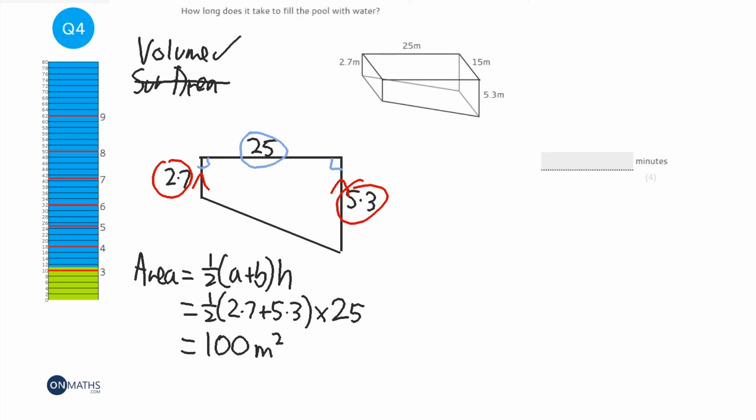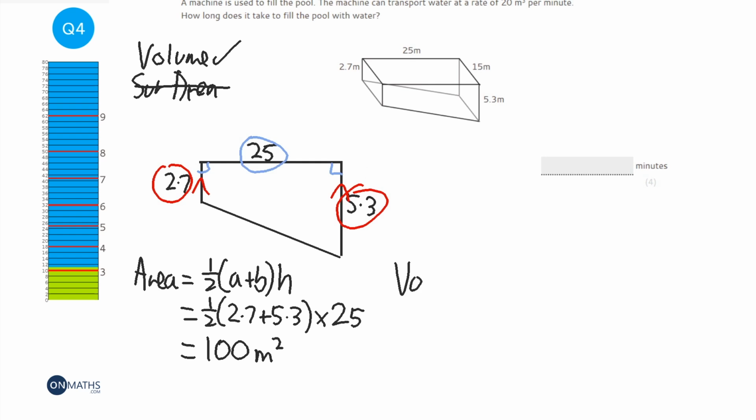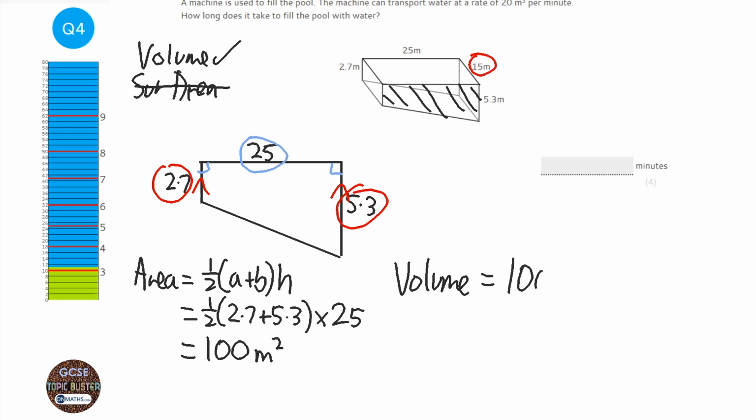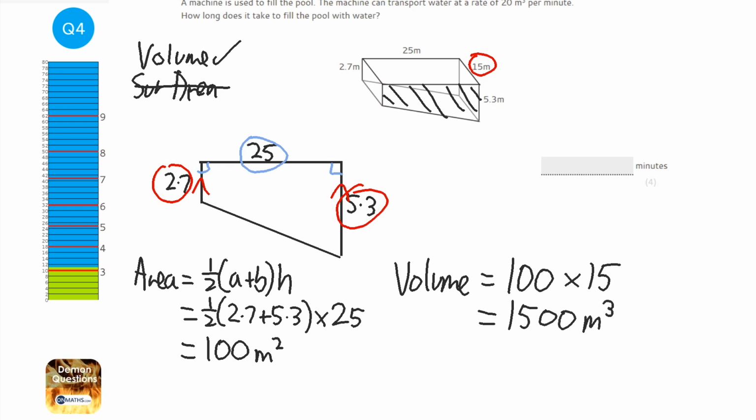Now, for a prism, so volume, all you need to do is work out the area of the cross section, which is this bit here, the bit we just worked out, and then times it by how 3D it is. I think they call that the length officially, 15 meters. So the volume is going to be 100 meters squared times 15, which is going to be 1,500 meters cubed.